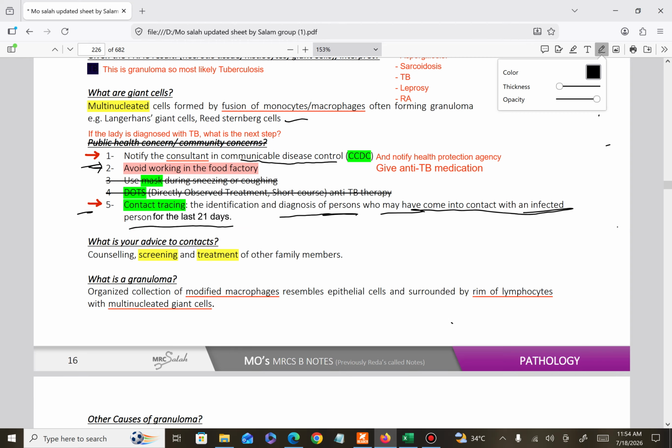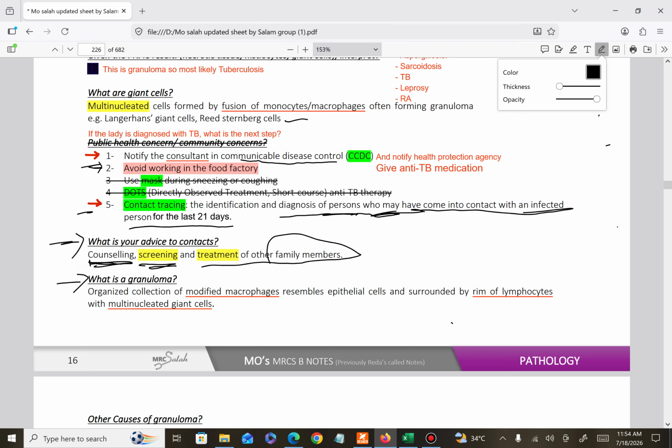Then avoid working in the food factory, and the third one is contact tracing. We will have to identify and diagnose a person who may have come into contact with an infected person in the last 21 days. Now what will be your advice to contacts? We will have to consult the contacts and screen them and give treatment to the other family members if they are infected.